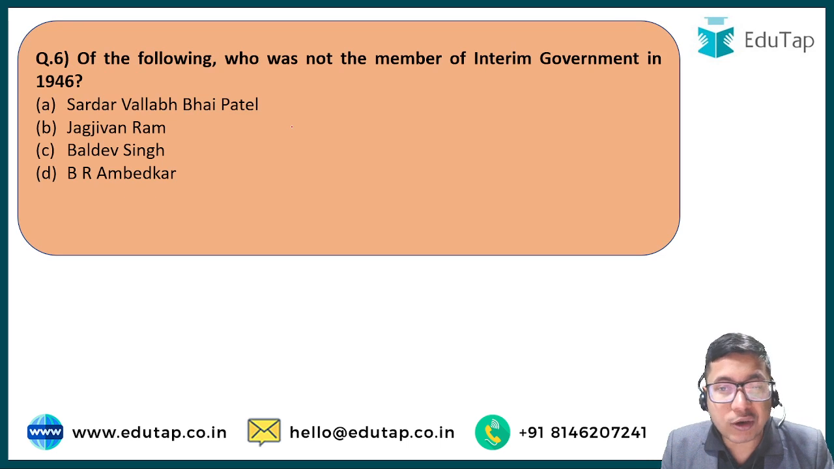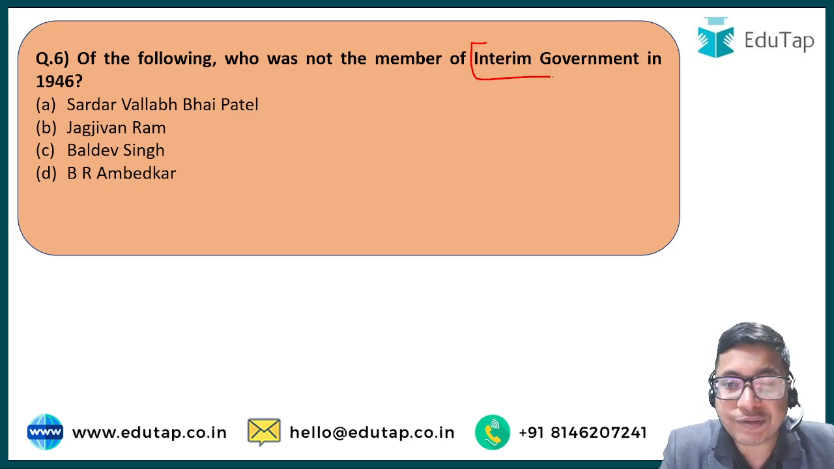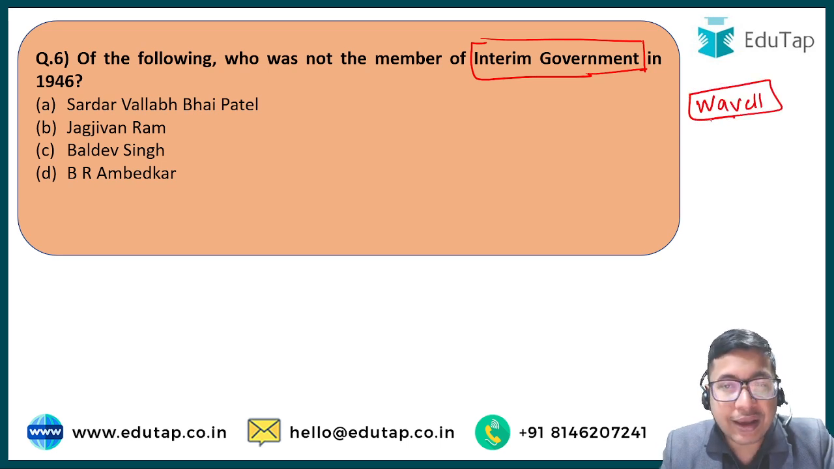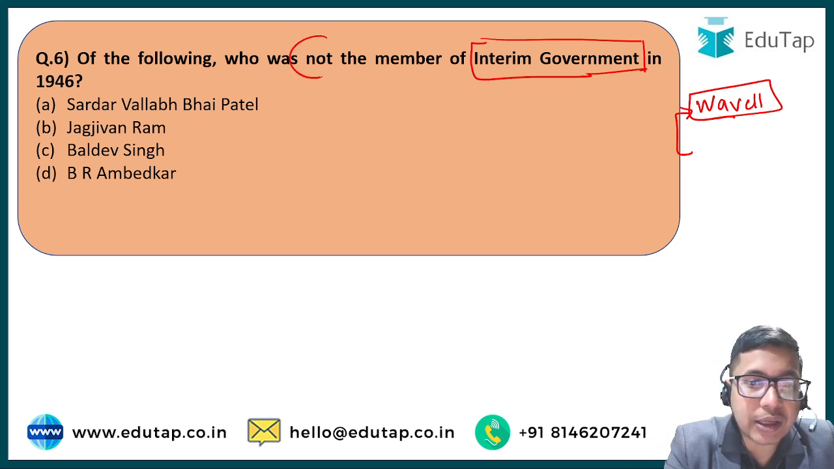Of the following, who was not the member of the interim government in 1946? The first interim government was formed after the Second World War ended. It was formed under the leadership of the viceroy of that time, Lord Wavell, and under him an interim government was formed under the leadership of Jawaharlal Nehru, who was like a prime minister, second in command after Lord Wavell. So there were different members of this interim government. Who of the following was not the member, that we have to answer?